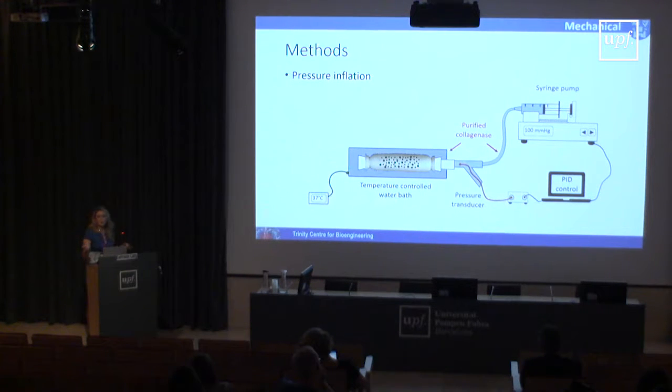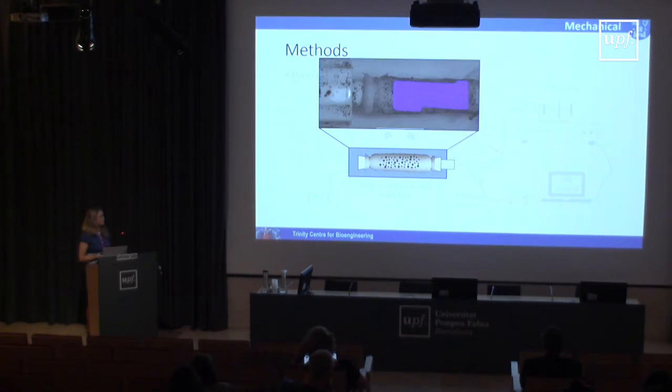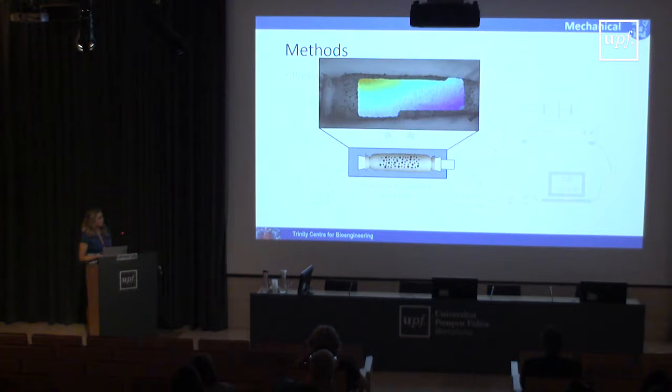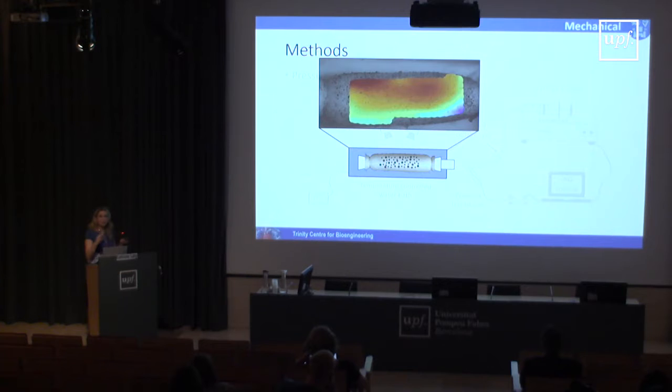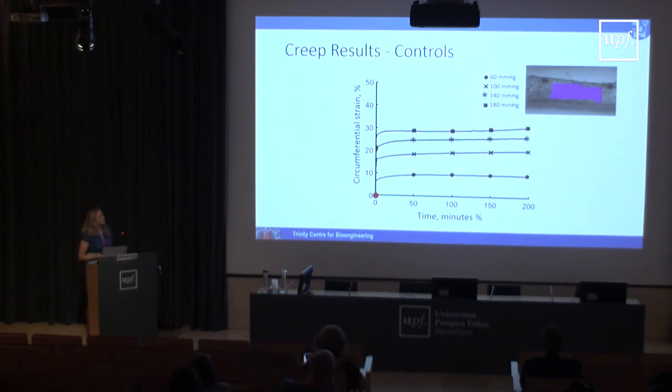We put a stochastic pattern onto this vessel and used a digital image correlation system to view the tissue so that we could see the strains within the tissue as it is degrading over time. That's just an example of one vessel being inflated and our strain pattern established from looking at that stochastic pattern on the vessel as it's inflated. These are some of the control results. As you'd expect, when you pressurize a vessel, it reaches a certain strain and then levels off if you maintain that pressure.